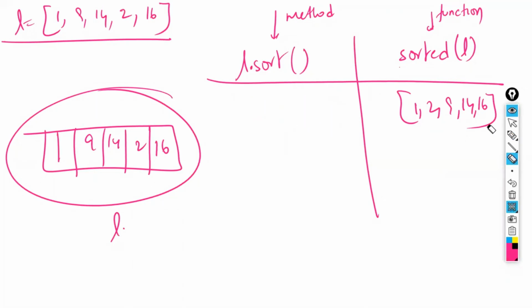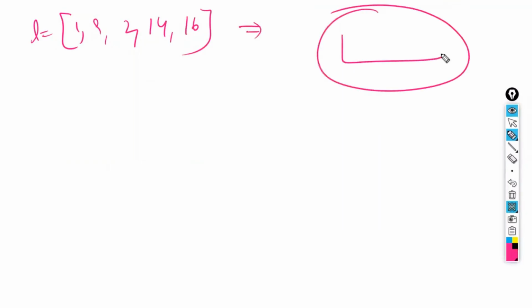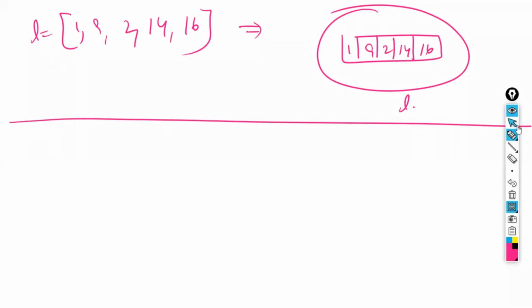Difference number 2. For example, once you have written the line L is equal to 1, 9, 2, 14, 16, you have written the values like this. Now what is the meaning of this? It is going to create an object 1, 9, 2, 14, 16 called L. This line of code is completed.